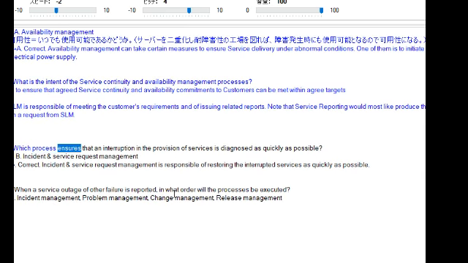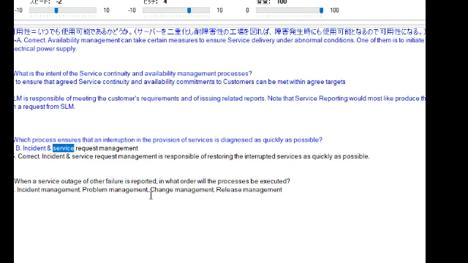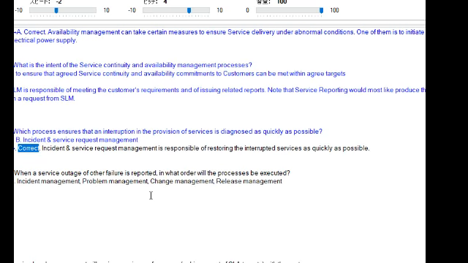Which process ensures that an interruption in the provision of services is diagnosed as quickly as possible? B. Incident and Service Request Management. Correct. Incident and Service Request Management is responsible for restoring the interrupted services as quickly as possible.